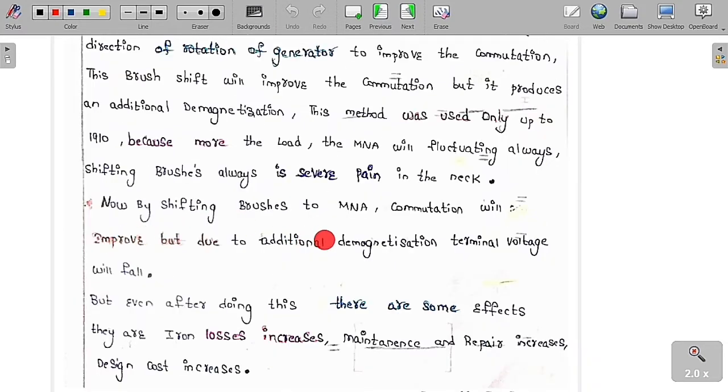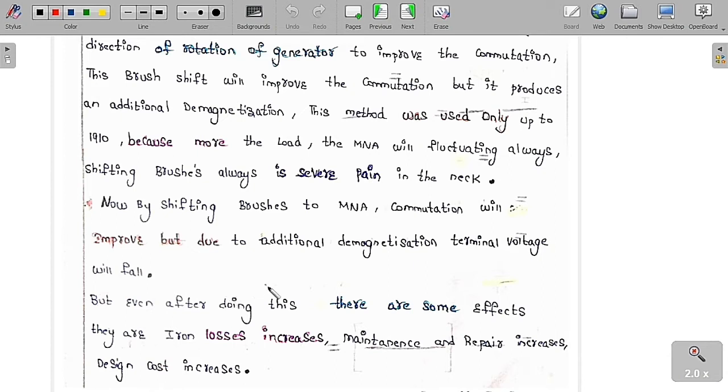So now by shifting brushes to MNA, commutation will improve, but due to additional demagnetization, terminal voltage will fall. I have already told you, if you shift the brushes to MNA whenever the load changes, the commutation will improve, but due to additional demagnetization, the net flux decreases, so EG decreases, and therefore the terminal voltage will also decrease. But even after doing this, there are some effects: iron loss increases, maintenance and repair increases, and design cost increases.